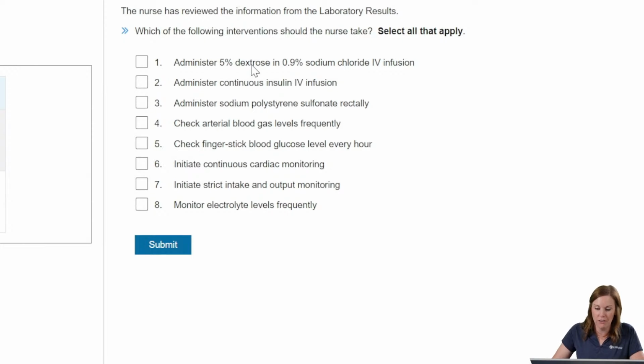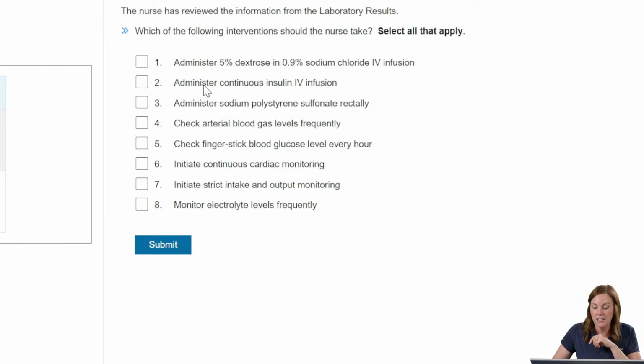Okay, so administer 5% dextrose in 0.9% sodium chloride IV infusion. We have very high blood glucose levels. We haven't done anything yet, so we're not good. This is a false option. We're definitely not going to want to do this at this time, but this is once our blood glucose level maybe gets to a more appropriate level. When we get towards that 200 level, that's when we'll add dextrose into our fluids, but we're not going to do that right now. So that's not a correct answer.